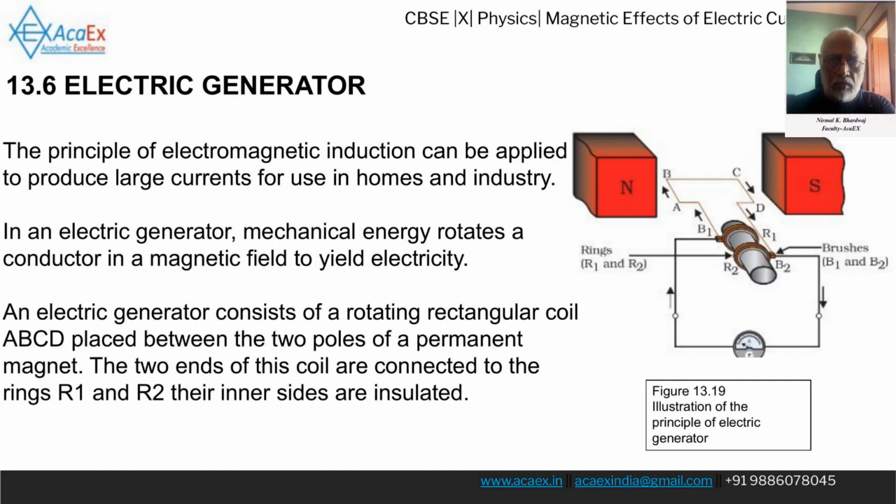Electric generator. The principle of electromagnetic induction can be applied to produce large currents for use in homes and industry. In an electric generator, mechanical energy rotates a conductor in a magnetic field to yield electricity. An electric generator consists of a rotating rectangular coil, ABCD, placed between the two poles of a permanent magnet. The two ends of this coil are connected to the rings R1 and R2. Their inner sides are insulated.